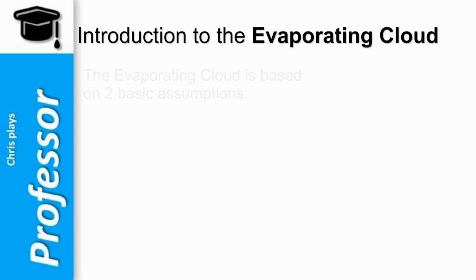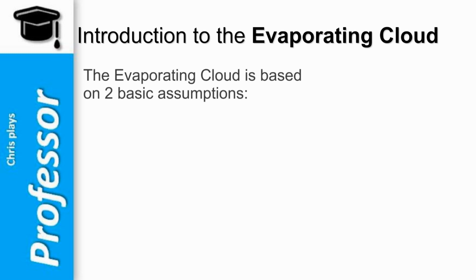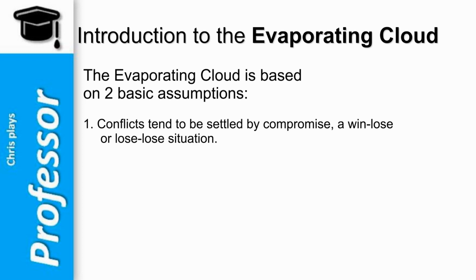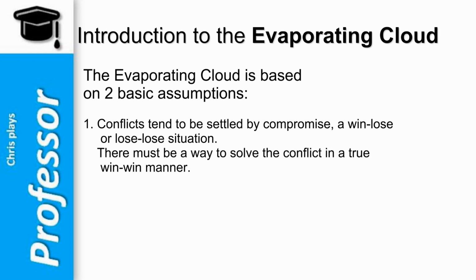The Evaporating Cloud is based on two basic assumptions. First, conflicts. This means opposition about objectives or opposing points of view, for instance, tend to be settled by compromise. Yet compromising requires making concessions that lead to a solution which isn't satisfactory for either side, hence a win-lose or lose-lose situation. There must be a way to solve the conflict in a true win-win manner.